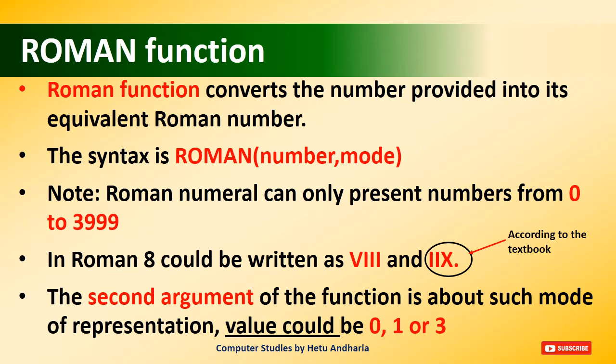Now, the next function we are going to learn is the ROMAN function. The ROMAN function converts the decimal number provided to it into its equivalent Roman number. For your kind information, in Roman, the numbers are from 0 to 3999. There is no bigger number than that in Roman.